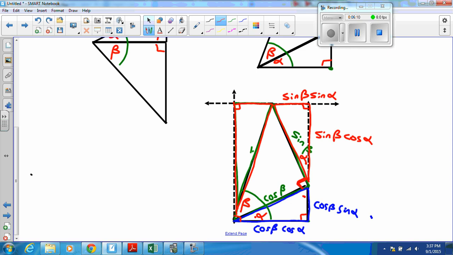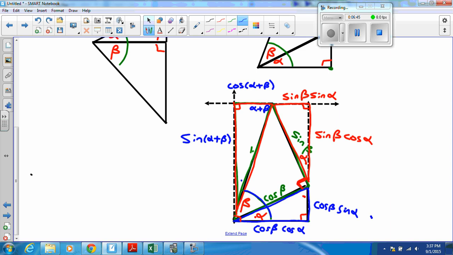Okay. What about this triangle over here? Well, again, this angle is complementary to alpha plus beta, and it is also complementary to that angle there, so this angle must be alpha plus beta. We can immediately represent, therefore, this triangle as 1 times sine of alpha plus beta, and this side right here as 1 times cosine of alpha plus beta.